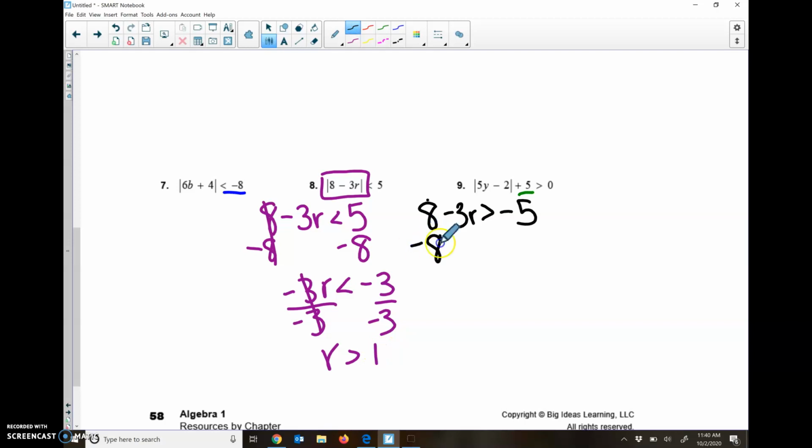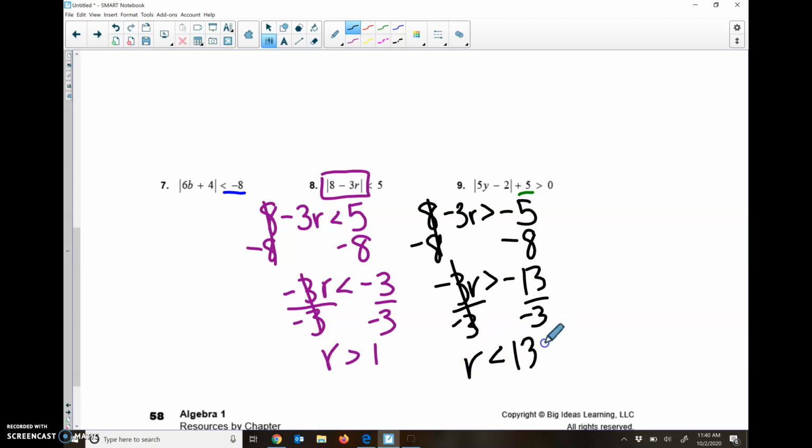Same thing on the other problem. I'm going to subtract 8 from both sides, so I get negative 3r is greater than negative 13. Divide both sides by negative 3. And now, unfortunately, we can't simplify 13 over 3, so I'm just going to write r is, flip our sign because I divided by a negative, less than 13 over 3. They're both negative, so they cancel out to a positive.